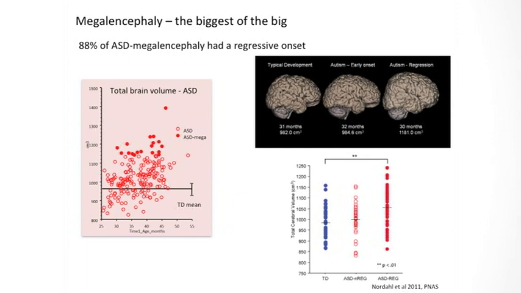This was actually counter to our original hypothesis, because you would think autism is there from the very beginning, even in children with regression. We predicted that we would see larger brains in the early onset kids, and so this was a surprise finding to us.